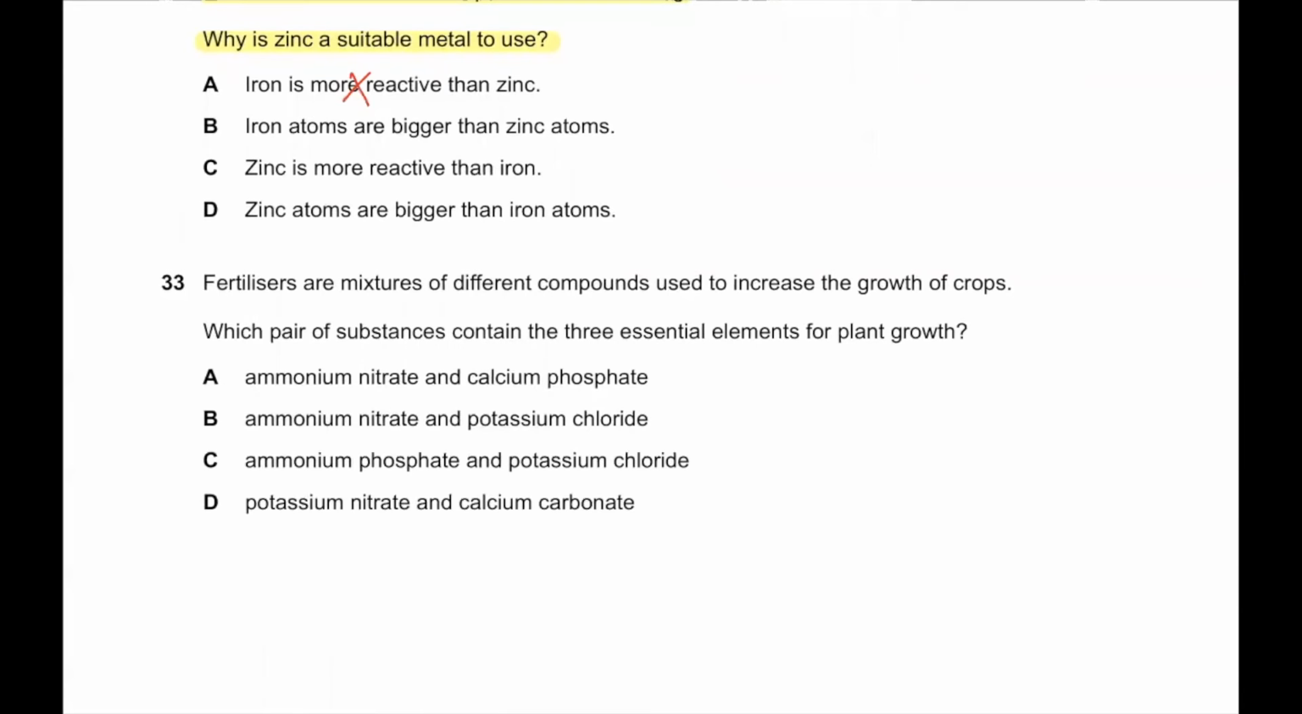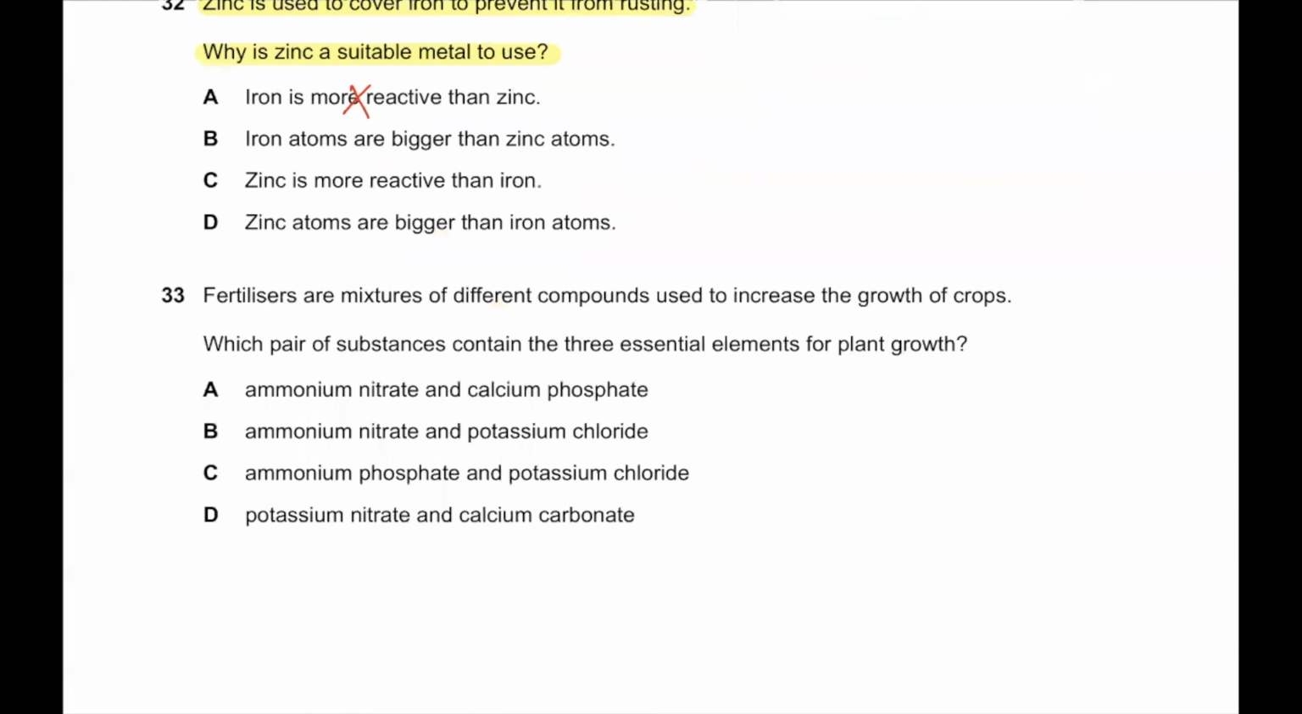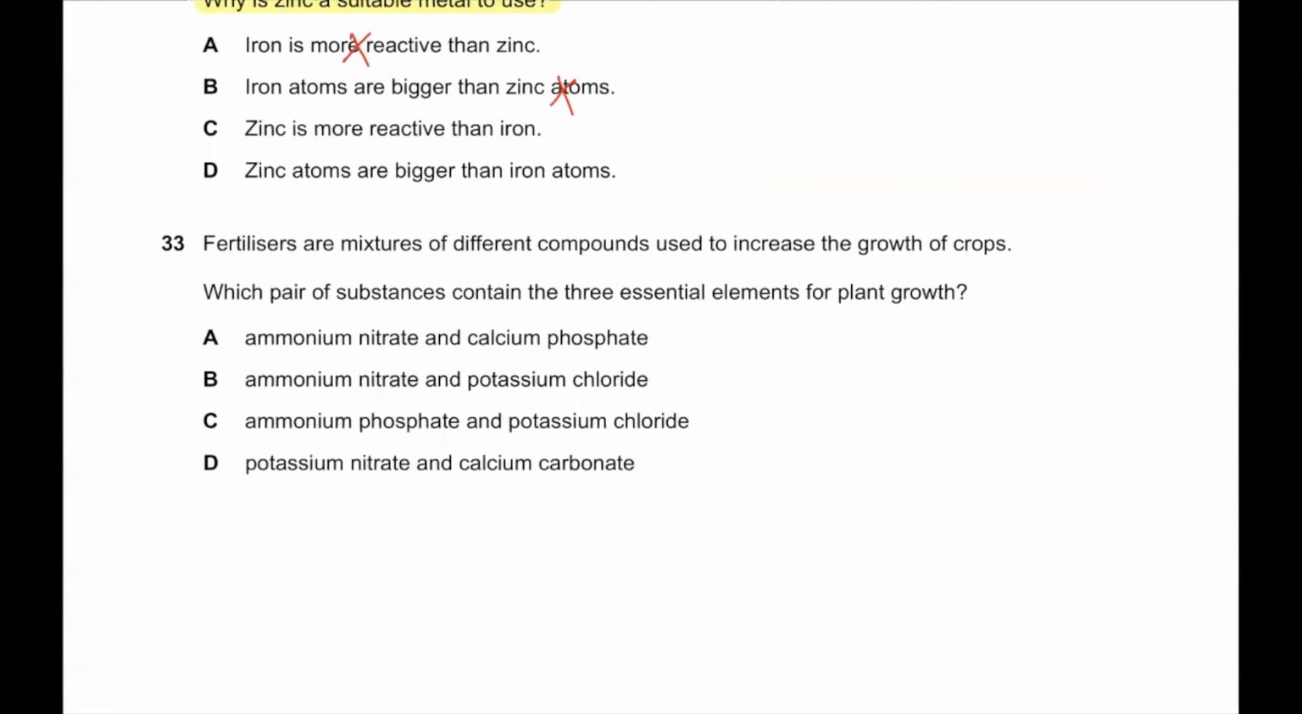No, this is wrong. Iron atoms are bigger than zinc atoms. That is not relevant to rusting, so we will just simply cross it out. Zinc is more reactive than iron. This is true, and this is the main reason why iron is protected by a zinc coating. Zinc atoms are bigger than iron atoms, not relevant. So C is the correct answer.